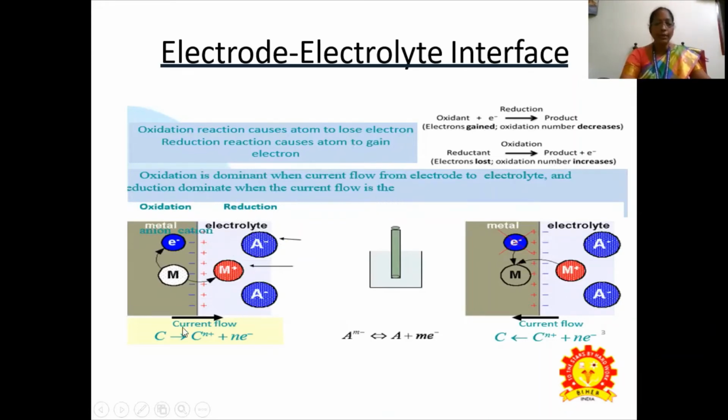Here it is shown how the current flows from metal to an electrolyte, and how the oxidation process and the reduction process occur, schematically shown here. Here the current flow is from electrolyte to the electrode. It gains one electron. Here it loses one electron.